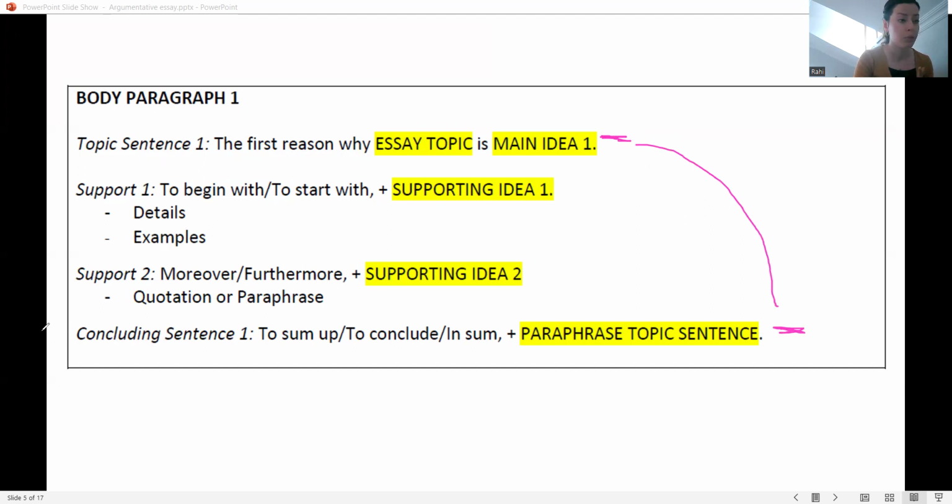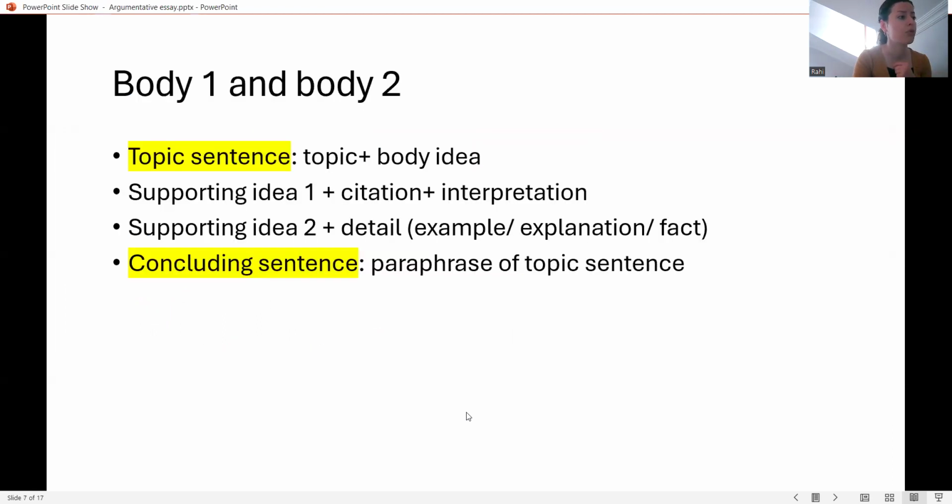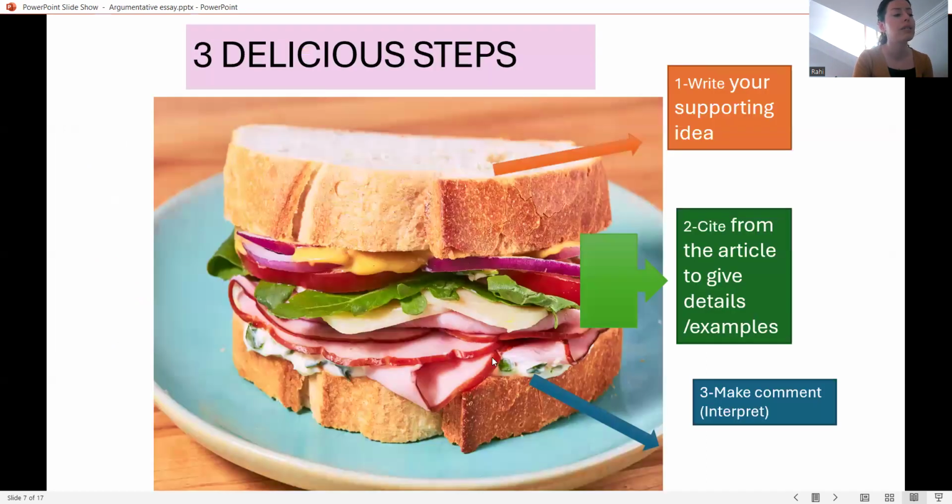Okay? Many students have problems with these two. So the concluding sentence is a repetition of the topic sentence, but in other words. They look similar, but they are not exactly the same. For body 2, we do the same thing, so I just go forward. And as I said, I prefer to see the citation as a supporting idea 1, and then interpretation, and then the rest. What is a citation?